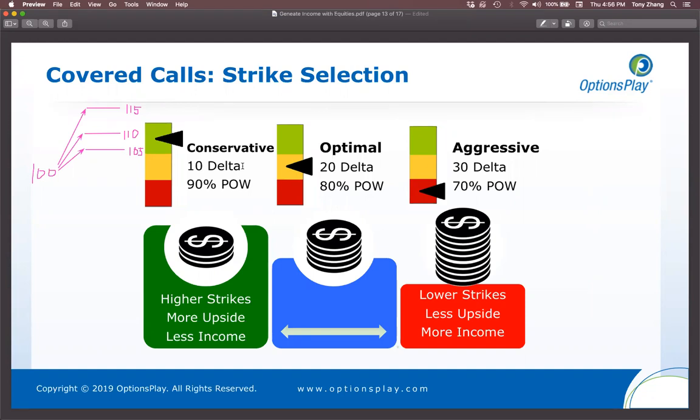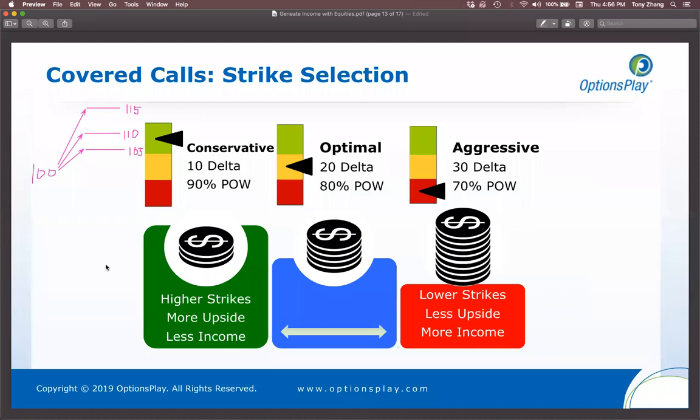So for those of you that asked what POW is, thank you so much. I forgot to cover that. But POW tells us the probability of the stock reaching that strike price, or rather the inverse of that: the probability of that strike price expiring worthless. So higher strike prices, lower probability; lower strike prices, higher probability. And the question again is, which one is best?